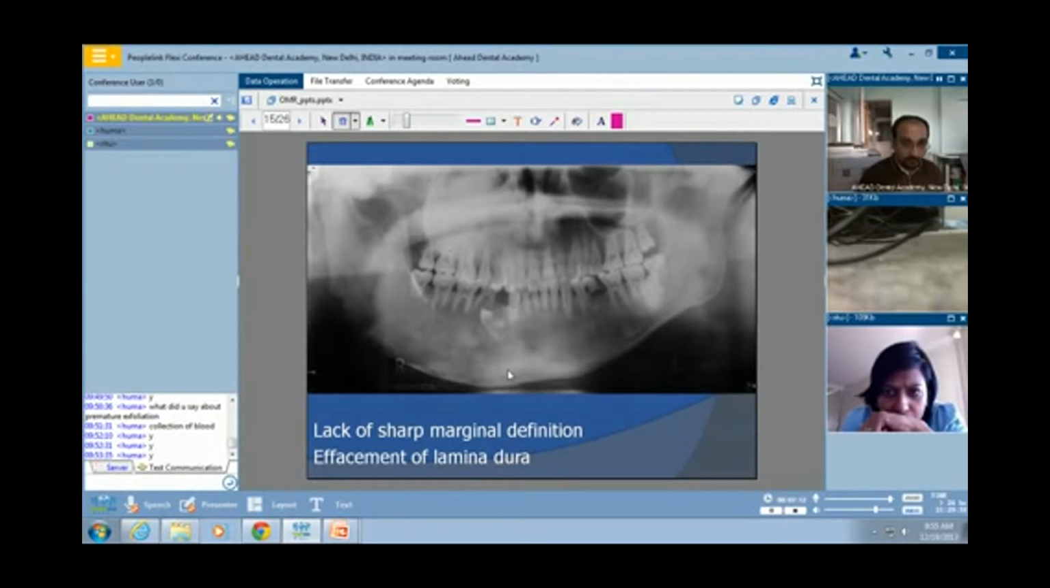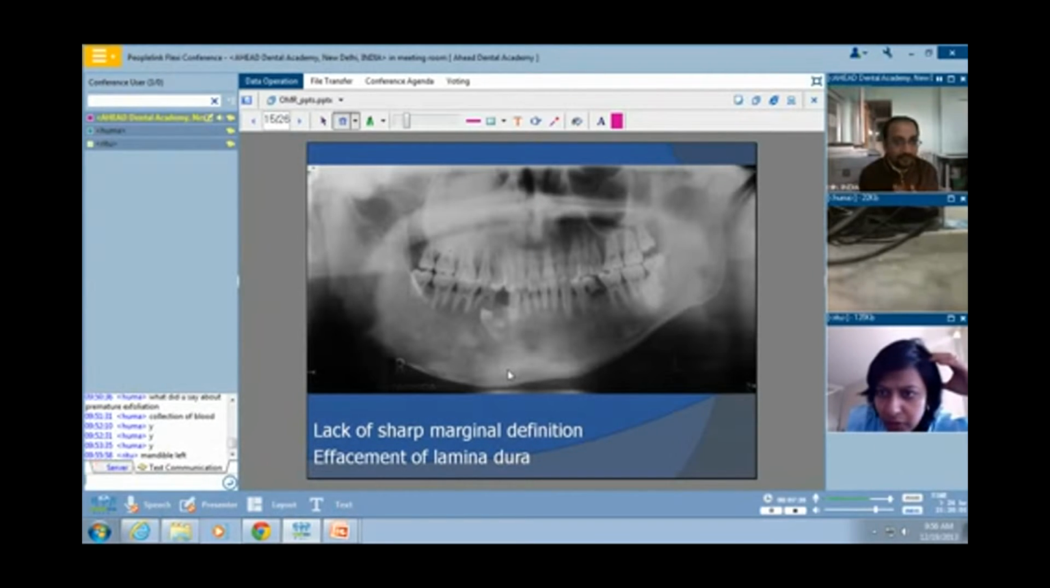Is it left side anterior maxilla, right side anterior maxilla, right side posterior mandible, left side posterior mandible? Can you guys write it down? Can you see the OPG clearly? I think you can. So in this slide, in which part of the entire OPG can you make out where there is fibrous dysplasia?